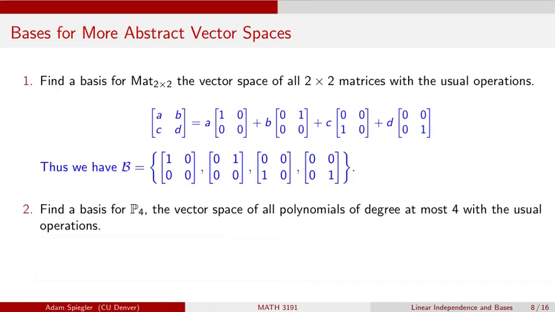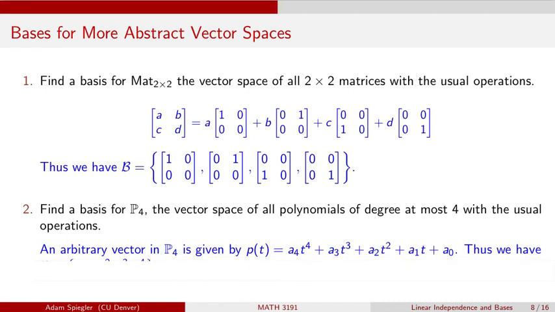Let's next consider a polynomial vector space. P4 denotes all polynomials of degree at most 4. So we are going to include cubics, quadratics, linear functions, constants, as well as degree 4 polynomials. And we're going to use the usual operations of how we add polynomials by grouping like terms and how we multiply a polynomial by a scalar. We'll take a similar approach as we did with matrices.